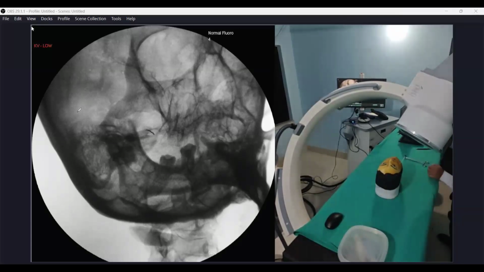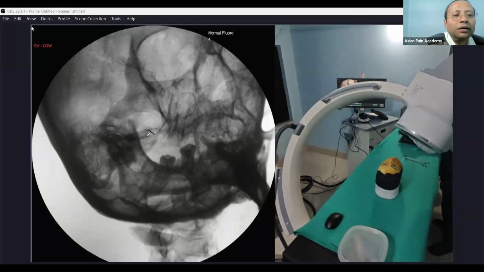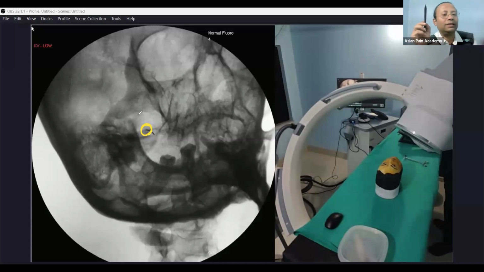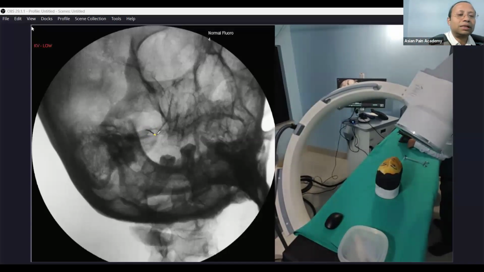Sir, how do you know it's going below? So there is a bony margin, this and this. If you touch here, then also you will touch bone. You have to be able to understand which is the tip and which is the hub. You see this plastic part? This is telling me that this is the hub, and so this is the tip.